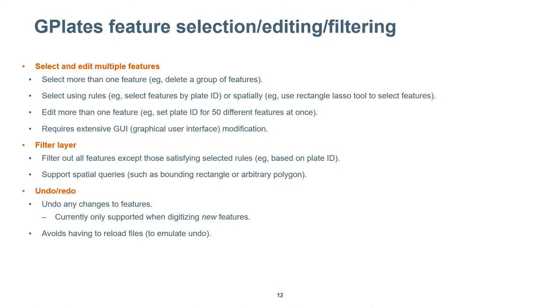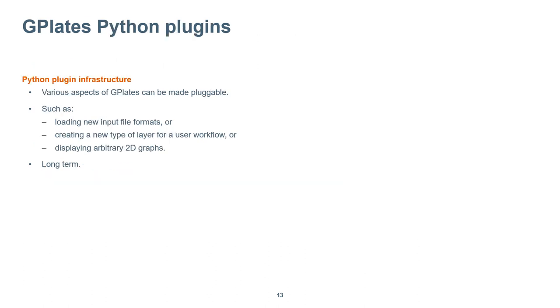And a filter layer where you can filter out features based on rules on their feature properties and also spatial queries, like which feature geometries are within a polygon or a bounding rectangle. And there have been some changes to the model in PyGPlates, and once those are integrated back into GPlates, then we can have better support for undo redo.